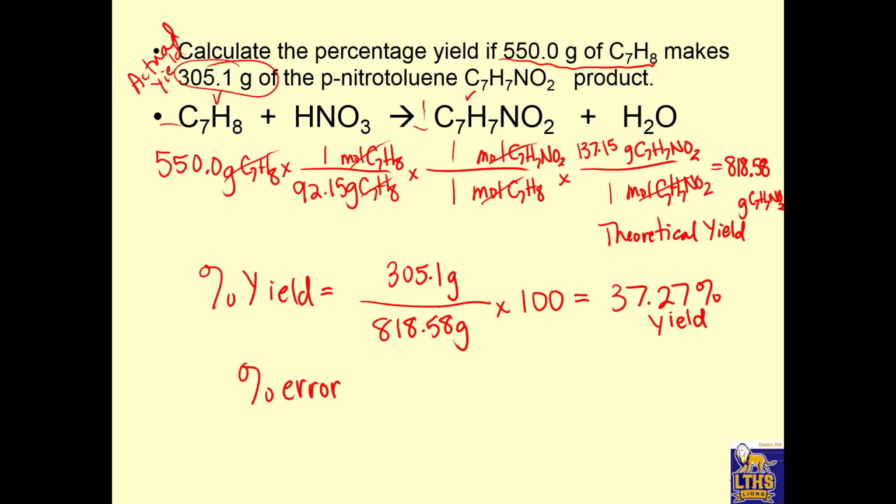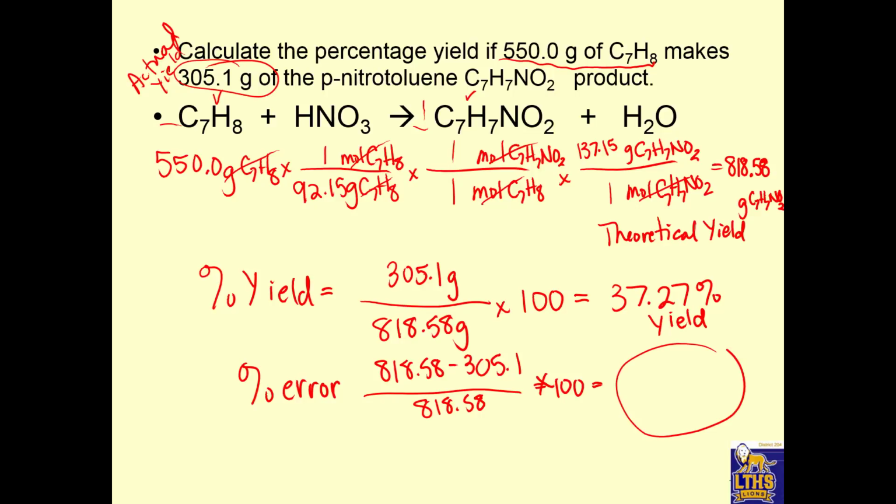Percent error, you can subtract that from 100, or you can just do 818.58 minus 305.1, divided by 818.58. Just don't forget to multiply by 100 so that you get a percent. And so then I want you to predict what this should be. Okay, you tell me. Just remember that your percent error tells you how wrong you were. Your percent yield tells you how right you were.